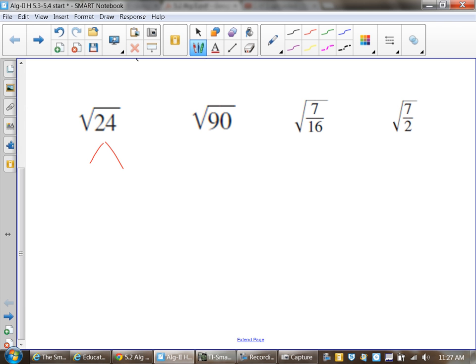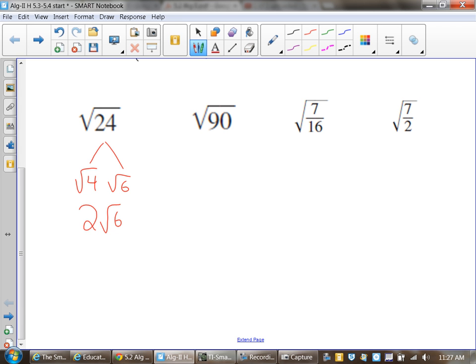What you're looking at being able to do here is, what is the largest perfect square that goes into 24? 4. 4 times what? 6. So you remember seeing this? Square root of 4 times square root of 6. What's the square root of 4? So my answer would be 2 root 6.